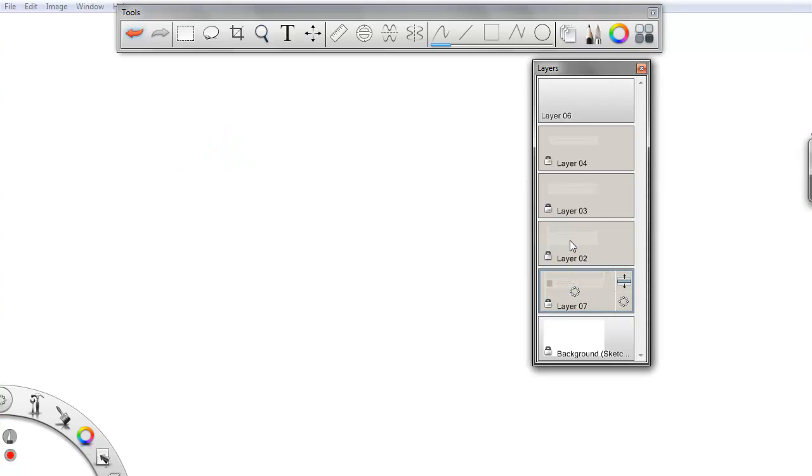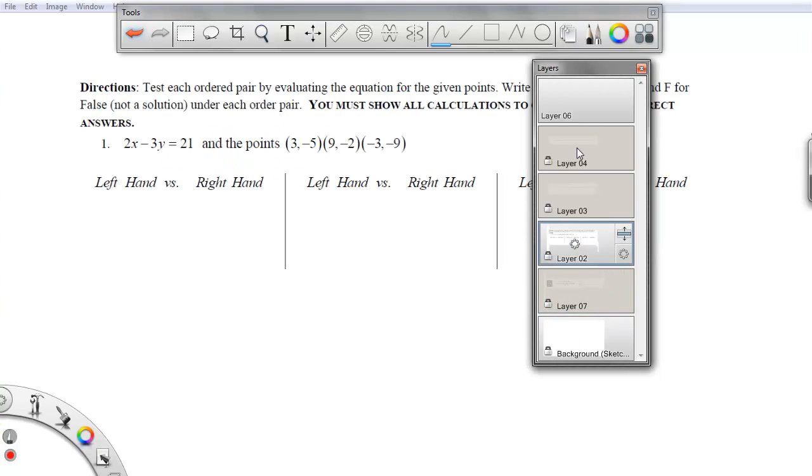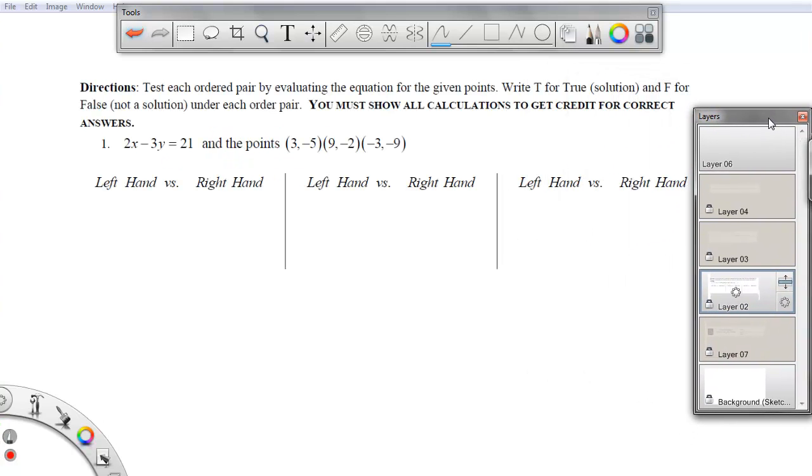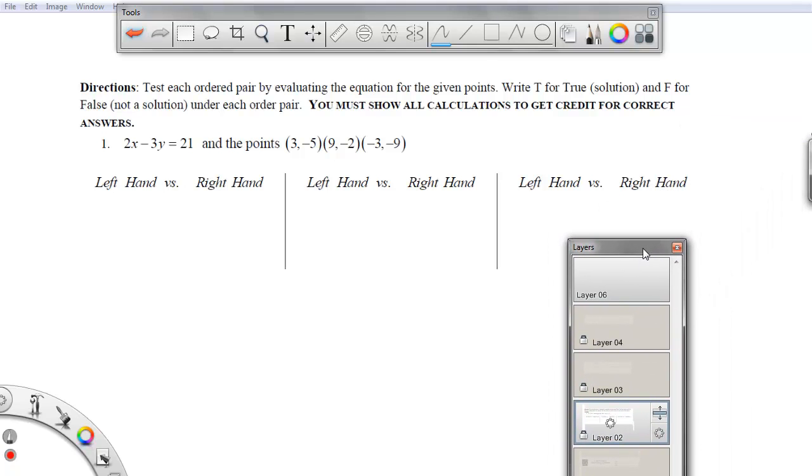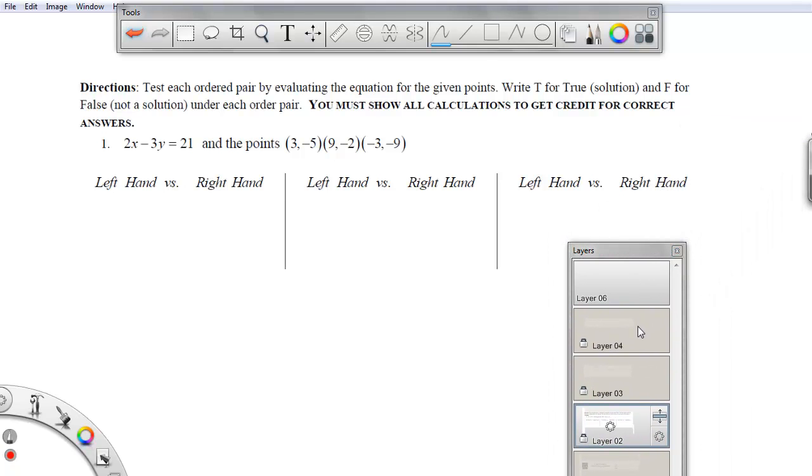So make sure that you follow along with the video, especially if you haven't been in class, if you've been absent and so forth. And if you have been in class, you have a pretty good idea of how I want each one of these done. So it says directions.